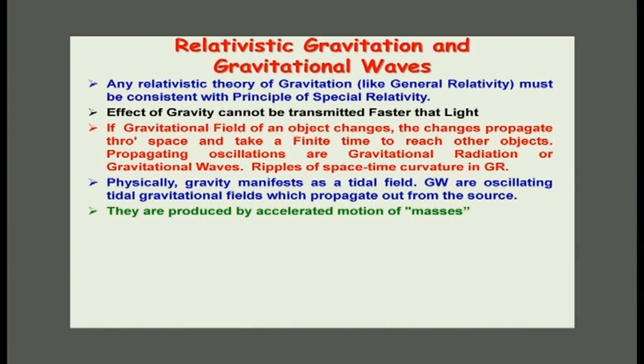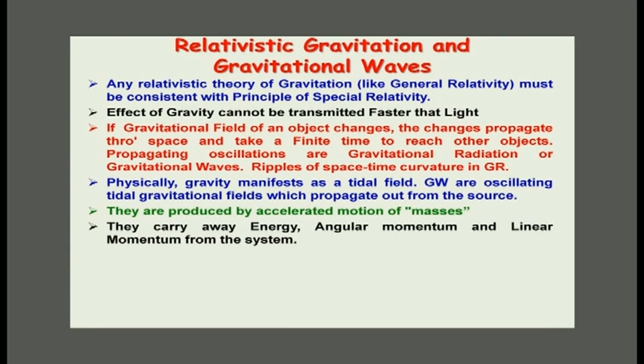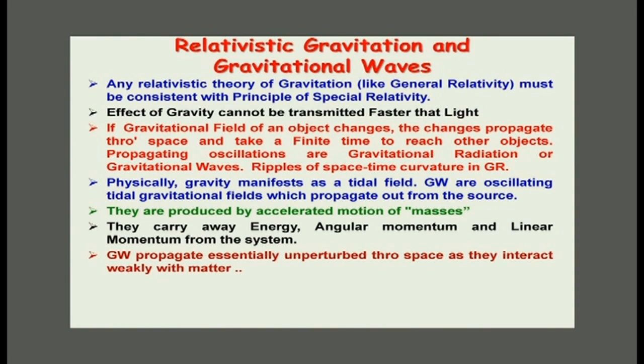Just as electromagnetic waves are produced by accelerated charges, if you have accelerated masses, they will produce gravitational waves. Exactly like the electromagnetic case, they will carry away energy, angular momentum and linear momentum from the system. Now comes the important difference. Since the gravitational interaction is very, very weak, when gravitational waves travel through space, they are essentially unperturbed.